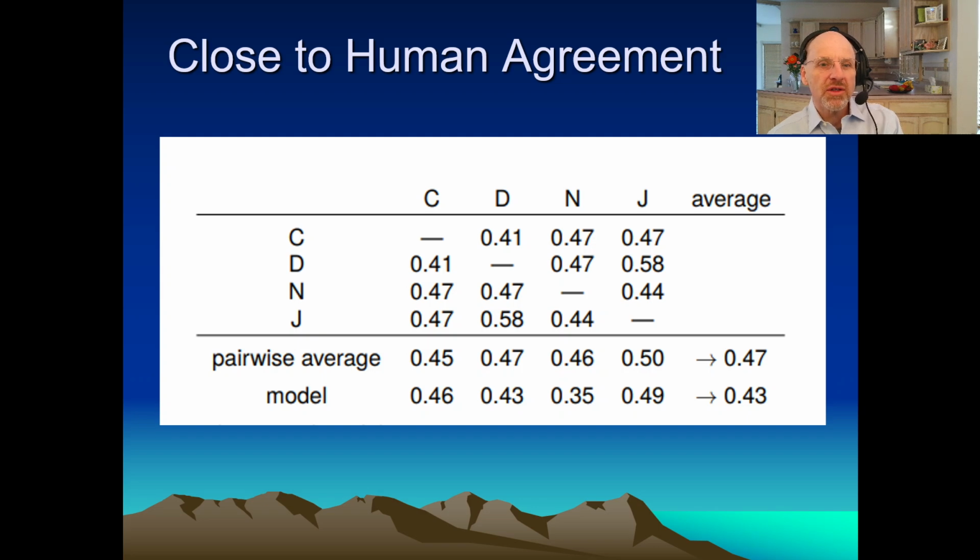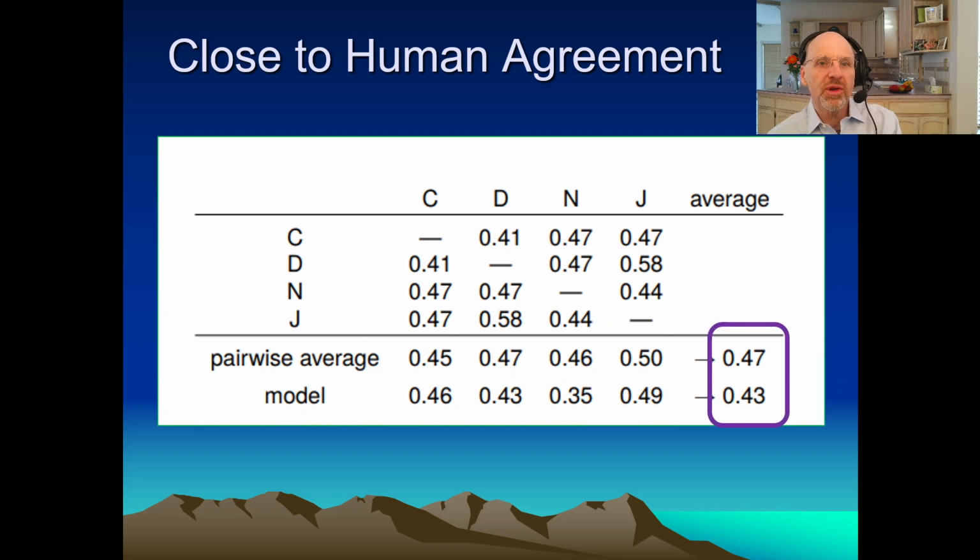So not too shabby, not too far below what humans do. And for some annotator pairs, it's better than the humans. For example, for D, trying to predict C's annotations, the model does better than D did. So probably usable.